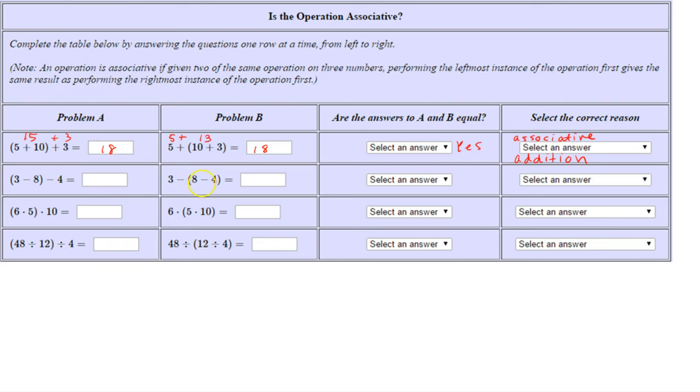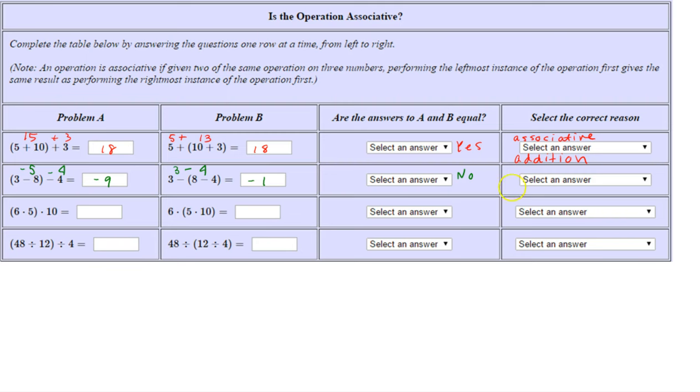So here we have subtraction. Notice we have grouping symbols. Here we'll do the first operation first. Here we'll do the second operation first. So here, 3 minus 8 is negative 5. And then negative 5 minus 4 is negative 9. Here, we need to do 8 minus 4 first, which is 4. And 3 minus 4 is negative 1. So are the answers to A and B equal? Well, notice we have negative 9 and negative 1, so they are not equal.